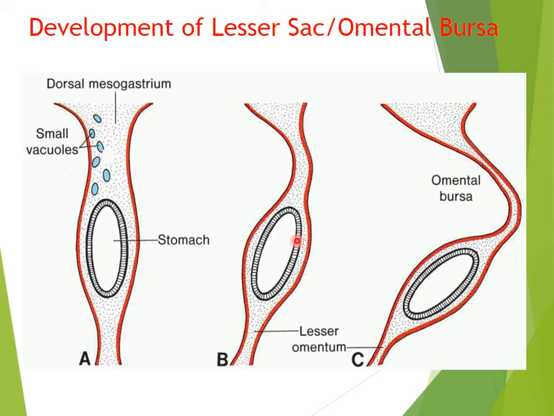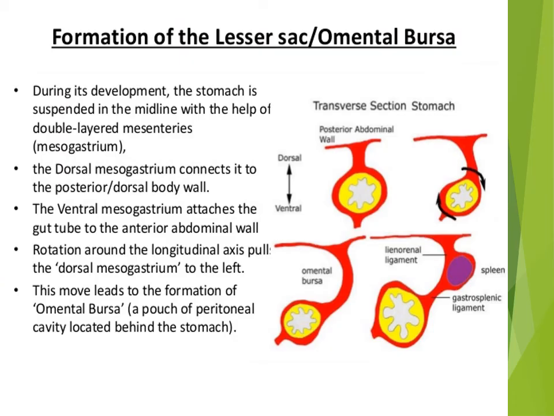So how is the omental bursa formed? Because of the rotation, the greater curvature, or the dorsal surface of the stomach, pulls the dorsal mesogastrium along with it and encloses that space. You can also see here how the lesser sac or omental bursa is formed. With the rotation, this pull encloses that space, which is the omental bursa or lesser sac, and also pulls the dorsal mesogastrium towards the left side.